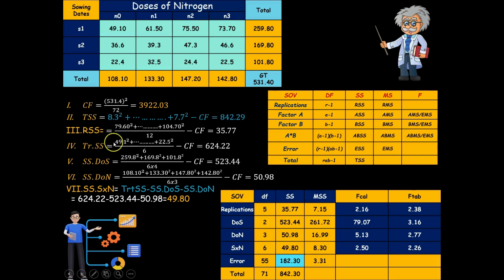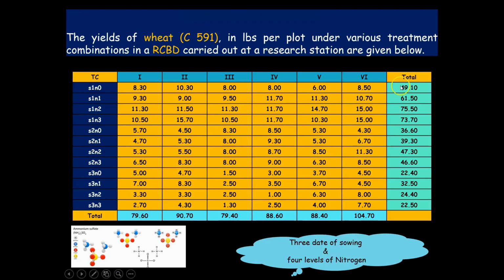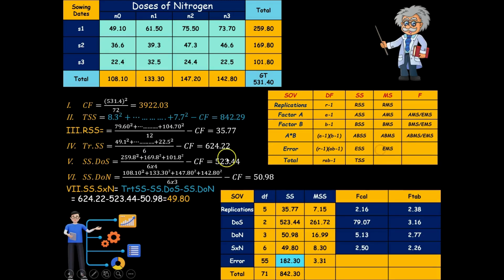Now the treatment sum of squares is very simple: take the treatment totals, square each up to the last one, and divide the whole by the number of replications involved. Then the sum of squares due to date of sowing: this square plus this plus this, whole divided by the number of replicates multiplied by the number of levels of the opposite factor. That means 4 levels. And the sum of squares due to nitrogen doses is this square plus this square plus this square plus this square, divided by the number of replications and the levels in the opposite factor, that has 3 levels.